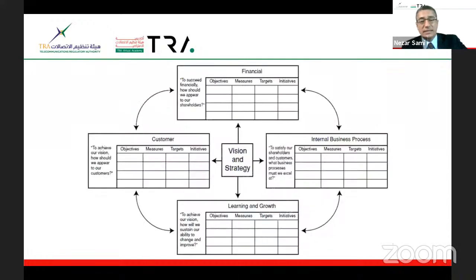So this is another diagram. We can set objectives, measurement, set the target, and how to implement this for each and every pillar of the balanced scorecard. Therefore, we came up with what we call the KPIs, key performance indicators. So we started with the vision, we went through the mission, then the strategy, then the plan.